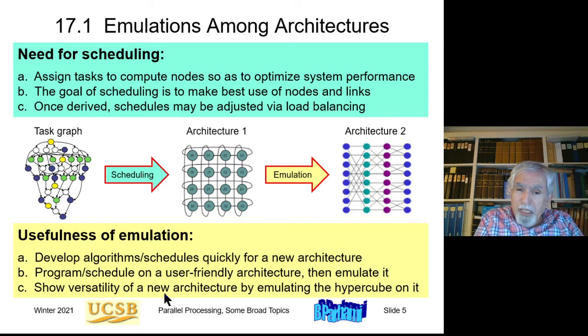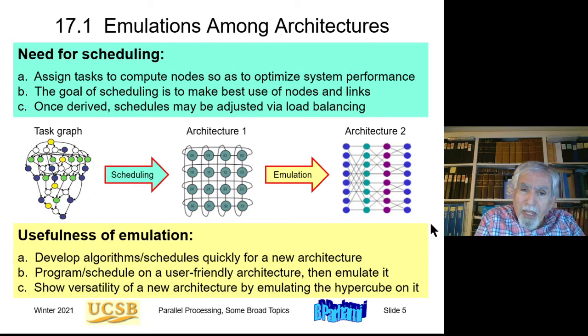Another application of embedding or emulation is to show versatility of a new architecture by emulating the hypercube on it. Okay, we have shown in the previous chapters that the hypercube architecture is pretty user-friendly for developing algorithms, and also is pretty efficient in executing a wide class of algorithms. So if a particular architecture, let's say butterfly, can emulate the hypercube efficiently, that's an indication that this architecture is also efficient and versatile. Because hypercube is versatile, and this one can emulate the hypercube efficiently, and therefore that's a sign that this architecture is also versatile and useful.